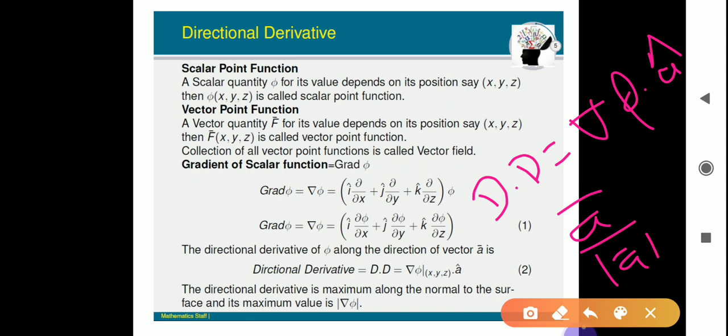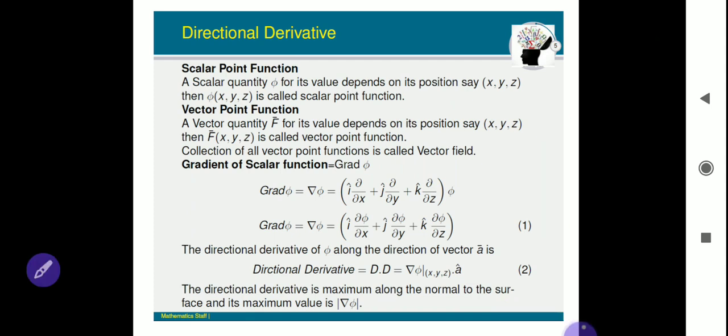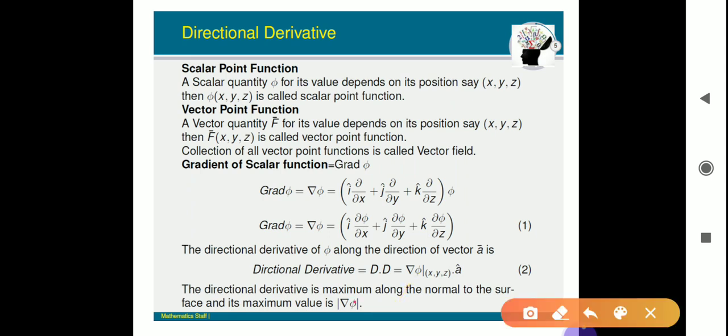Okay, and the directional derivative is maximum along the normal to the surface, and its maximum value is the magnitude of del phi. DD is maximum in the direction of del phi, and its maximum magnitude is the magnitude of del phi. Okay, so thank you.